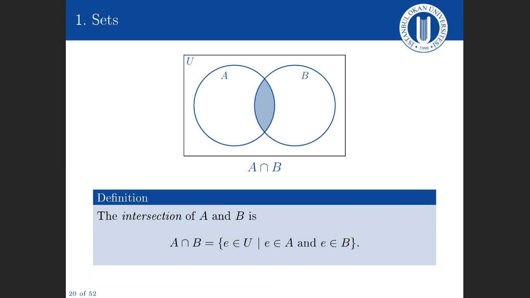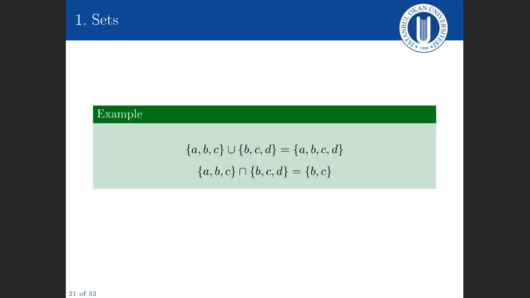The intersection of A and B is the elements which are in both A and B. For example, ABC union BCD, we want the set which contains everything which is in ABC and everything which is in BCD. So that's A, B, C, and D. The intersection means we want the elements which are in both sets. A is in only one of the sets, D is in only one of the sets, B and C are in both the sets. So the intersection is the set containing B and C.